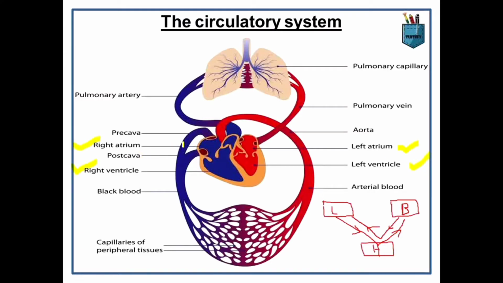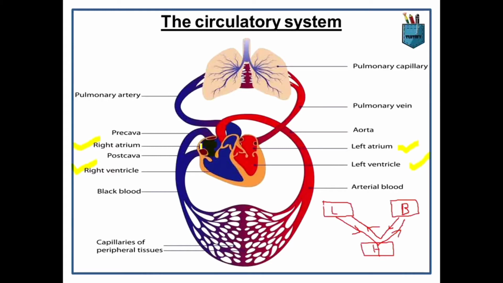Let me tell another thing. Arteries and veins. Arteries transport oxygenated blood, whereas veins transport deoxygenated blood. Starting from the right atrium, the right atrium collects all the deoxygenated blood from our body. That means it collects the blood which does not carry oxygen, which is oxygen deficient. It collects all the deoxygenated blood from our body through the superior vena cava and inferior vena cava.